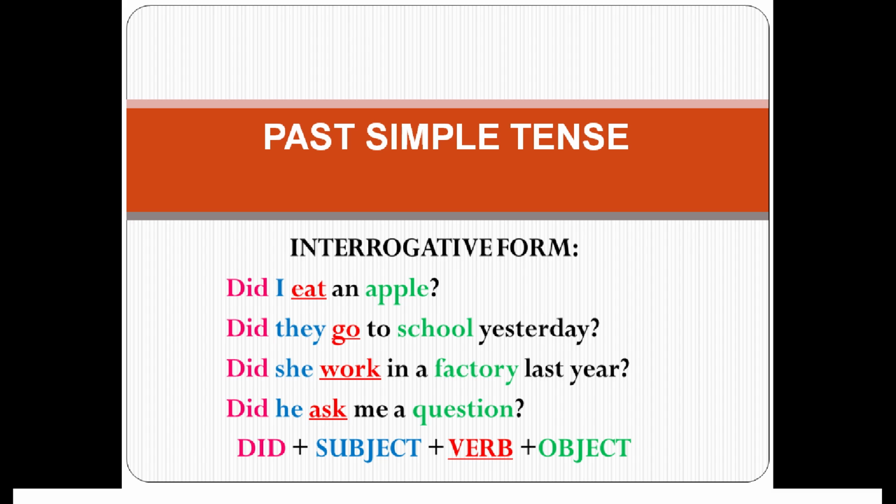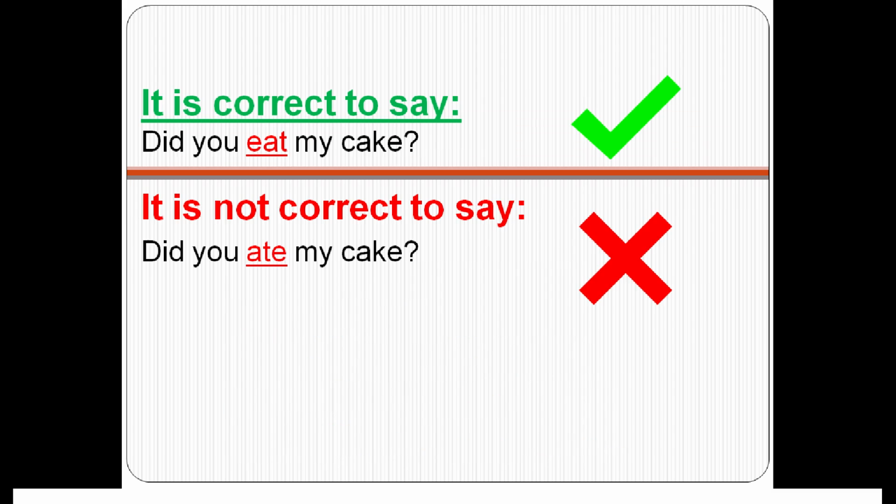Did they go to school yesterday? Yes, they went to school yesterday. Did she work in a factory last year? Yes, she worked in a factory last year. Did he ask me a question? Yes, he asked me a question. Remember, did plus subject plus verb plus object.